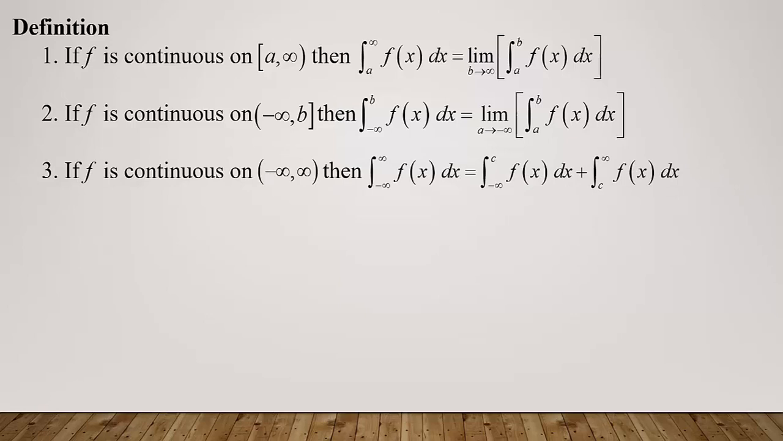And then part 3, if f is continuous on the real numbers from negative infinity to infinity, then the integral from negative infinity to infinity f of x dx is equal to the integral from negative infinity to c of f of x dx plus the integral from c to infinity f of x dx. So we're using the old interval addition property there. We're finding a convenient real number c to break up the integration and use the interval addition property.